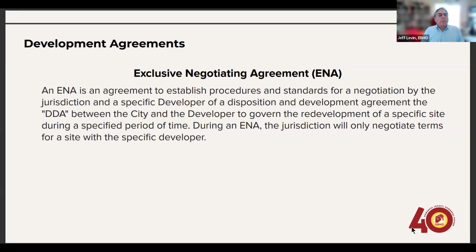So you don't get into a bidding war or competing proposals. So if a city doesn't put property out there, they're going to sit down with one developer and go through a negotiating process. Those ENAs can be extended, and often are extended, if the negotiations are prolonged, but that's really the first step. Developers don't want to be negotiating with a city if they know that the city's actually negotiating with multiple people at the same time.